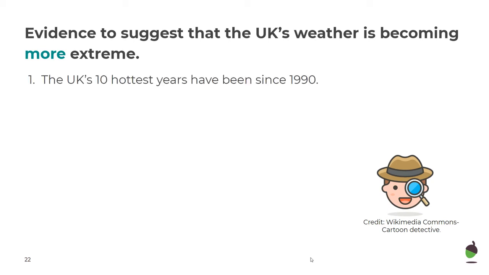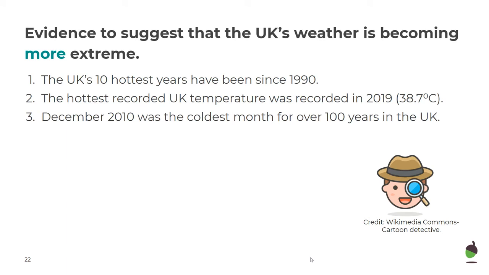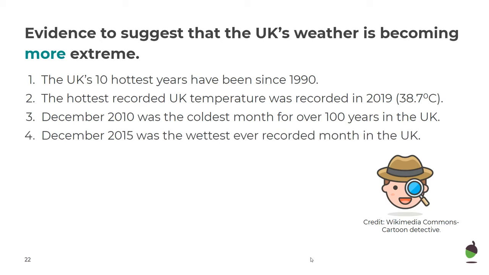Number 1. The UK's 10 hottest years have been since 1990. Number 2. The hottest recorded UK temperature was recorded in 2019, 38.7 degrees Celsius, and this was in Cambridge. Number 3. December 2010 was the coldest month for over 100 years in the UK. Number 4. December 2015 was the wettest ever recorded month in the UK. And number 5. Flooding events are becoming more frequent. So there are 5 pieces of evidence that could suggest to us that the UK's weather is becoming more extreme.